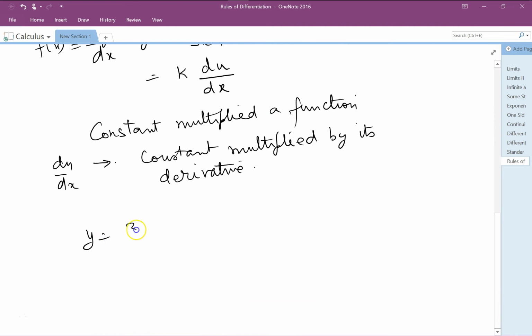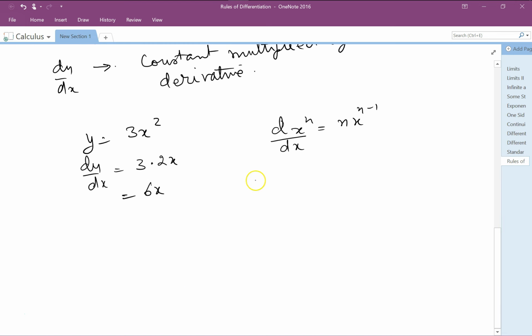So from our example, we were trying to do for y is equal to 3x square. So dy by dx would be what? Constant multiplied by its derivative. So 3 times derivative of x square. So we know what it is. Remember, x to the power of n, derivative is nx to the power of n minus 1. So 2x to the power of 1, which is 6x. You need to do a lot of practice sessions so that you can do it in your sleep as well.